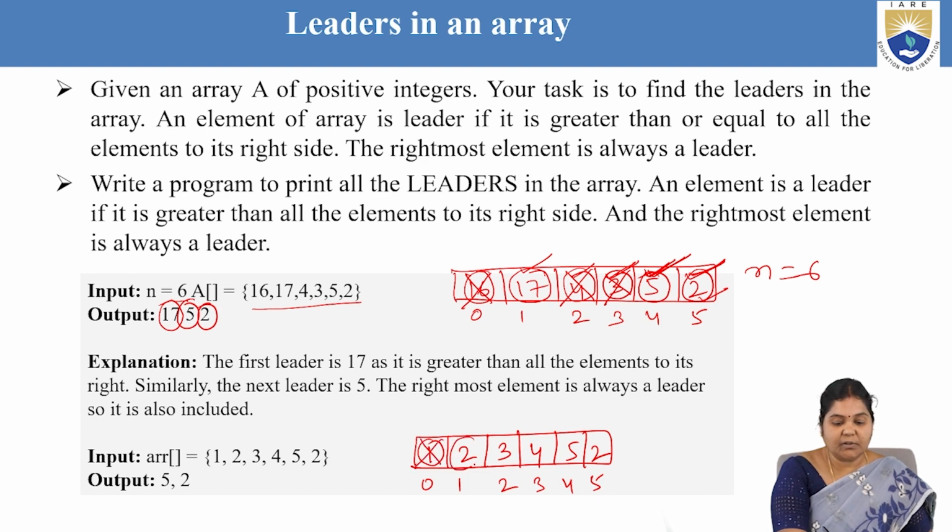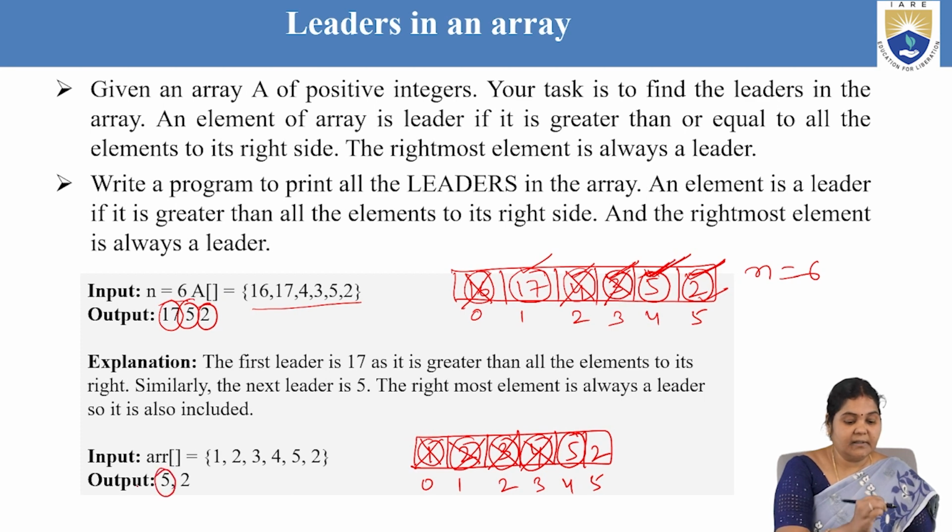If you consider 2, then bigger elements than 2 are available. So, 2 cannot be a leader. If you consider 3, then 4 and 5 are bigger than 3. So, 3 cannot be a leader. If you consider 4, 5 is bigger than 4. So, 4 cannot be a leader. Now, if you consider 5, then towards its right only 2 is there, which is smaller than 5. So, 5 is a leader.